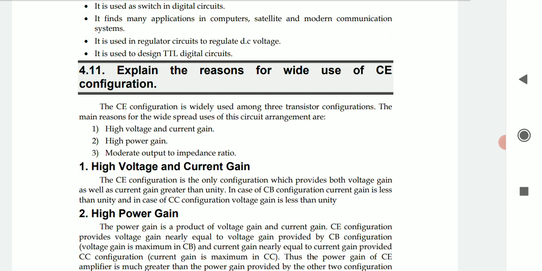Next, since the voltage gain and current gain are high, therefore the power gain must be high. That is the second point. Third, the moderate output to input impedance ratio. The input and output resistances are moderate. Due to these three reasons, the common emitter amplifier is widely used.